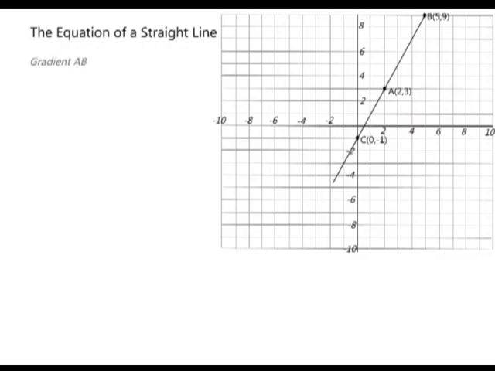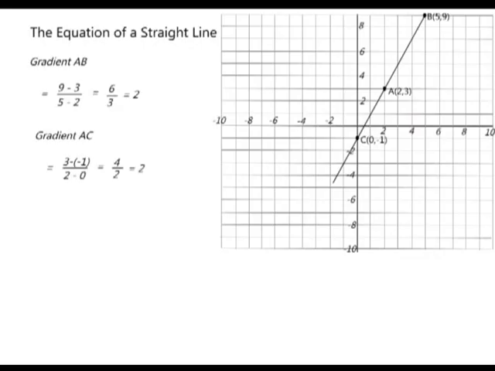The gradient of the line picking points A and B is given by change in y over change in x. 9 minus 3 over 5 minus 2 will give us 6 over 3, which is equal to 2. For the gradient of the line picking the points A and C, we shall have 3 minus -1 over 2 minus 0, which gives us 4 over 2, which again is equal to 2.